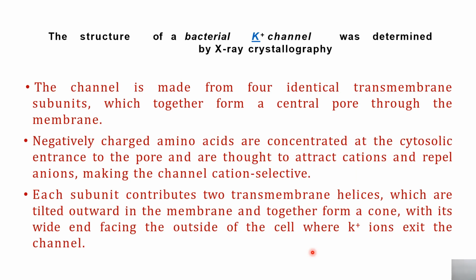The structure of a bacterial potassium channel was determined by X-ray crystallography, and the channel is made from 4 identical transmembrane subunits which together form a central pore through the membrane. Now, negatively charged amino acids are concentrated at the cytosolic entrance to the pore and are thought to attract cations and repel anions, making the channel cation selective. Each subunit contributes 2 transmembrane helices which are tilted outward in the membrane, and together they form a cone with its wide end facing the outside of the cell where potassium ions exit the channel. Right?